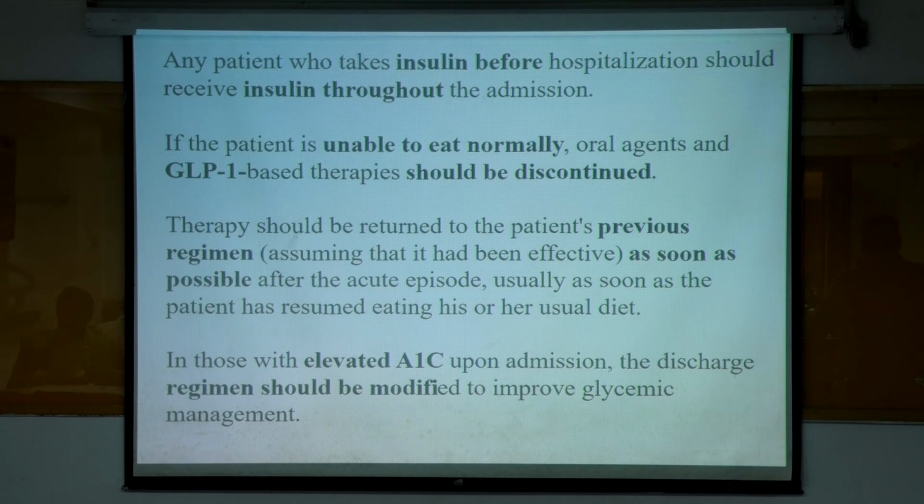Any patient who has been taking insulin prior to hospital admission, you would continue the regimen if they are well controlled. If they are unable to eat normally, then obviously GLP-1 analogs and SGLT2 inhibitors are taken away, and you will start them on insulin therapy. If they have been on the previous insulin regimen, you will give correction doses and get them under control.